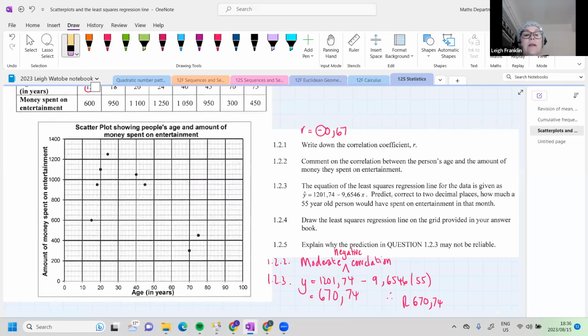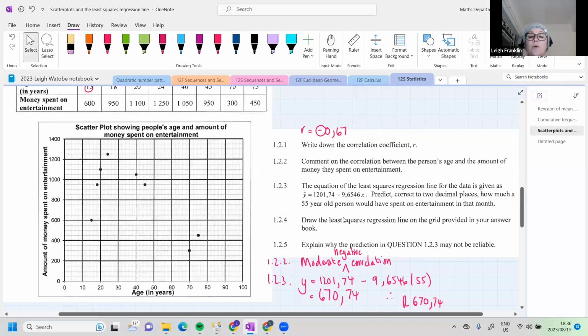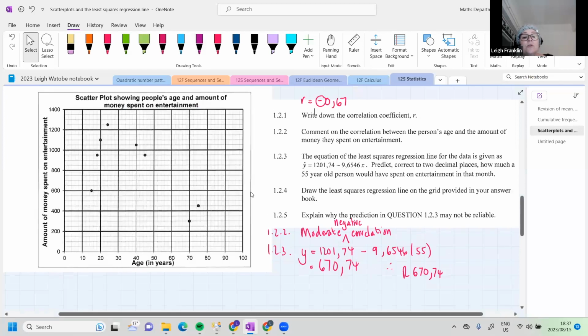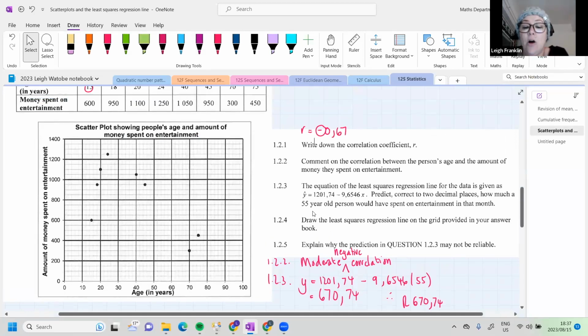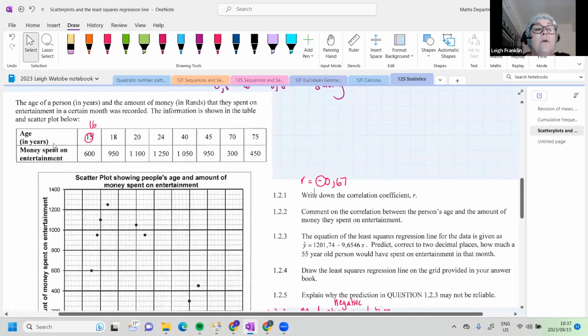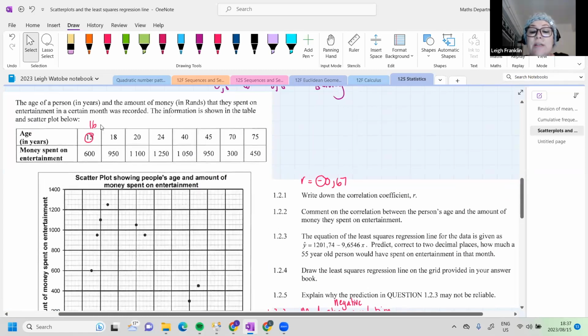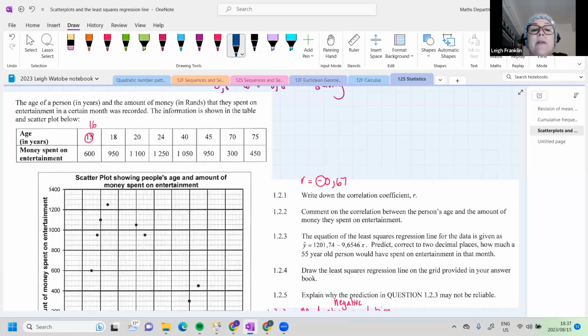All right, so let's go back and answer your question, which is really what 1.2.4 was all about. Draw the least squares regression line on the grid. Okay, you had questions about this, and you were also asking about this. Let's practice this whole idea again. Go and look at the data. 15 is the smallest, so 16 is one bigger. So let's use 16. So I'm going to sub in here, and I'm going to work out what the y is when the x is 16.